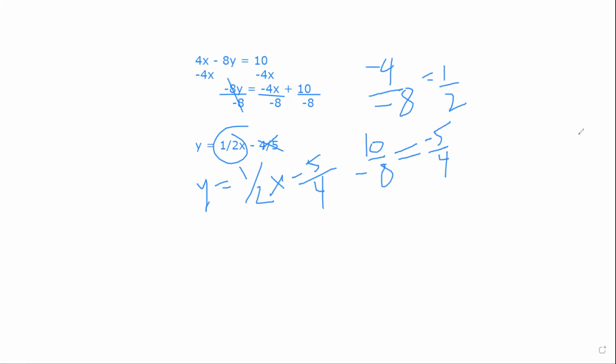Negative 5 over 4 should have been what I came up with, because those are both two even numbers. They can't reduce any further than that. So anytime you see fractions, you want to try to reduce them whenever possible.